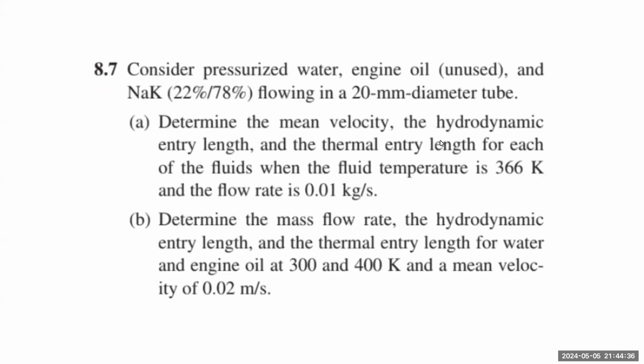So, problem 8.7 states, consider pressurized water, engine oil, unused, and NaK 22% to 78% flowing through a 20 millimeter diameter tube. Determine the mean velocity, the hydrodynamic entry length, and the thermal entry length for each of the fluids when the temperature is 366 Kelvin and the flow rate is 0.01 kilograms per second.